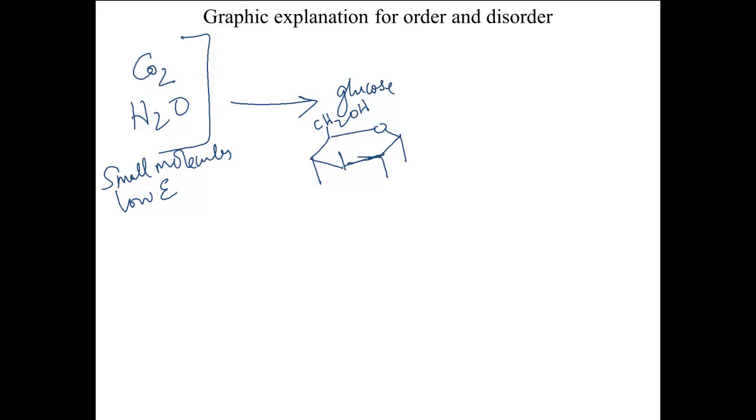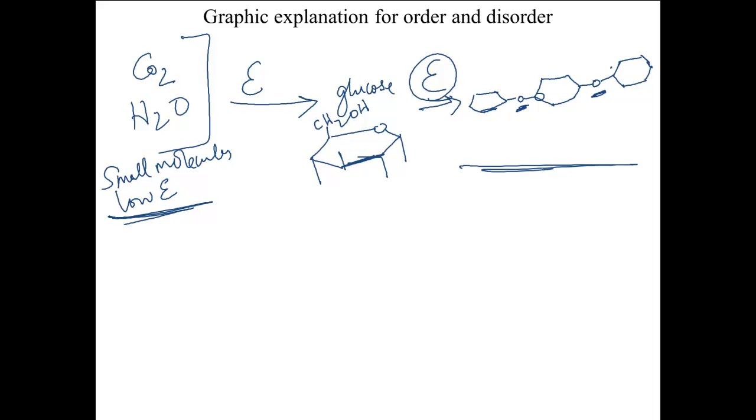Now, this can go on to be more ordered, more structured, and energy input. I need energy to make this. I need energy to put these together to form lots of glucose molecules together in which I have my long chain starch. So I can have something like this, wherein at each of these steps, joining these and making a more ordered long chain structure, I need energy for this process. So life systems can create a more ordered structure from less ordered structures, but they need energy for this process.